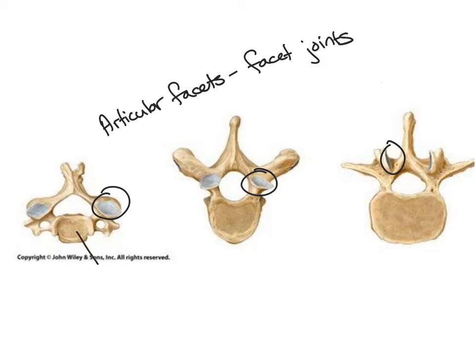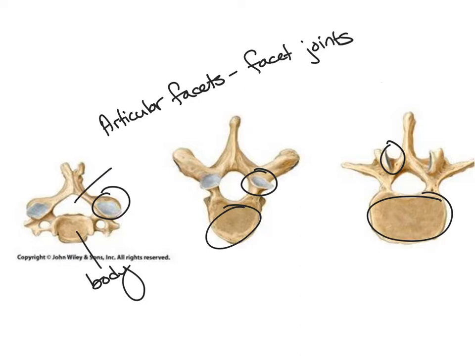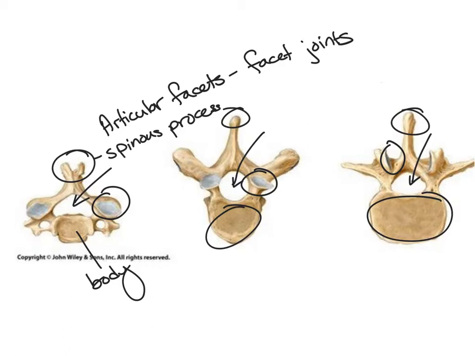We have a body on each of our vertebrae, and this is where our intervertebral discs will sit. We have our vertebral foramen, which is where the spinal cord will run. We have a spinous process on each of them. The spinous process, again, on our cervical vertebra is bifid, meaning that it has 2 points, while the others are just singular. Each of them has a transverse process.